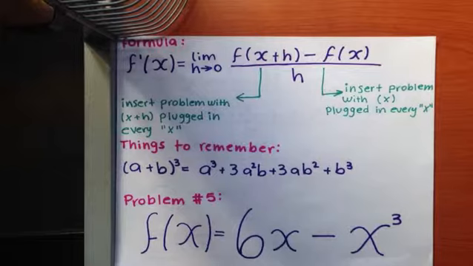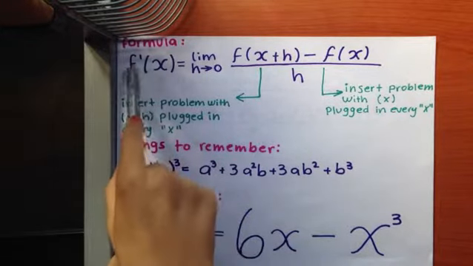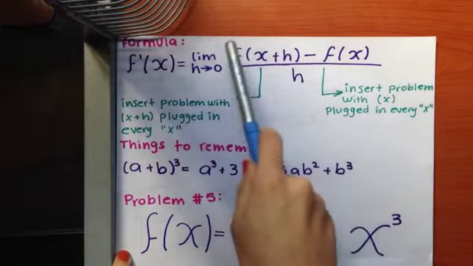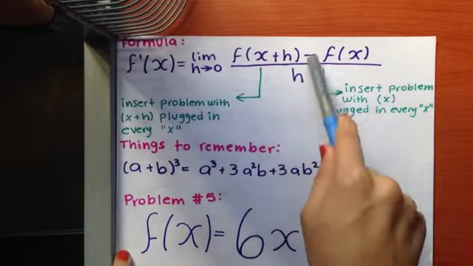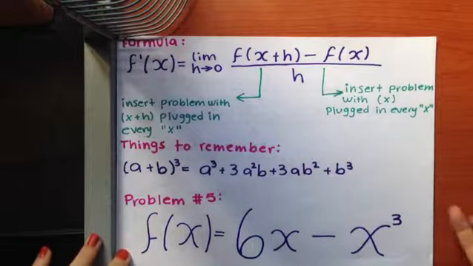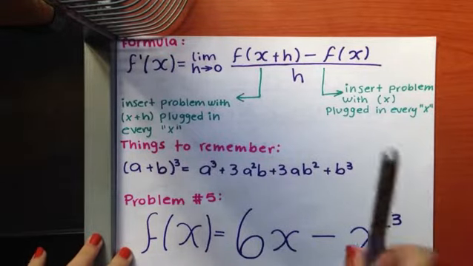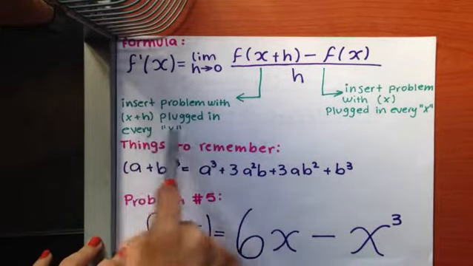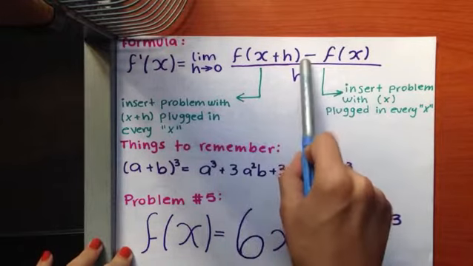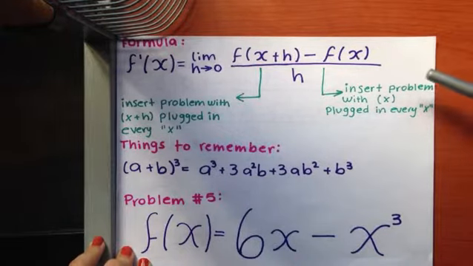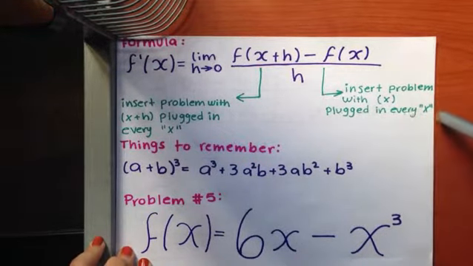First, I would like to start with the formula for differentiation by definition, which is f prime of x equals the limit as h approaches 0 of f of x plus h minus f of x, all divided by h. To understand the formula, first you have to insert the problem with x plus h plugged in every x, and then you subtract that problem, again plugging the problem with x plugged in every x.